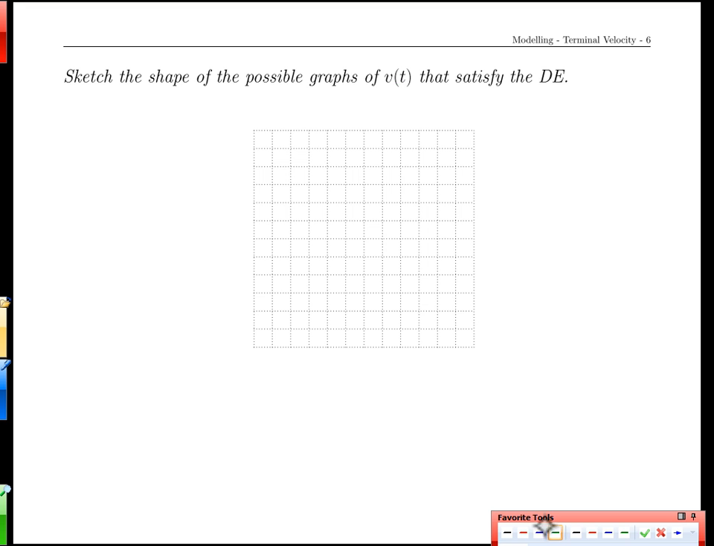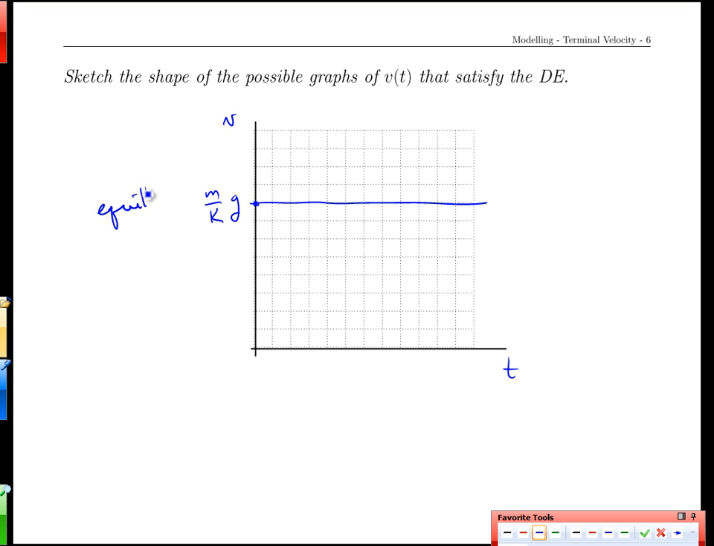If we try to sketch graphs of v of t, so t and velocity up here, what we found was there was an equilibrium velocity, which was k over m times g. And if we started at that velocity, it would stay there forever. Sorry, m over k, my apologies. M over k times g, that was our equilibrium. And if we started slower than that, we would speed up until we reached that terminal velocity. If we started faster than that, we would slow down until we reached our terminal velocity.